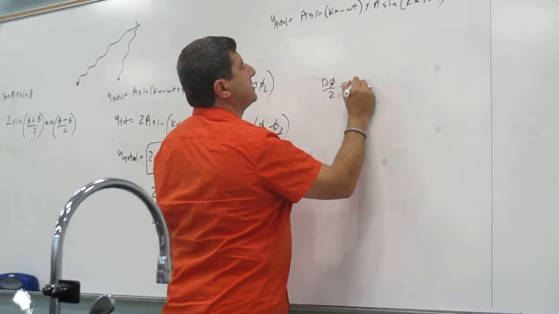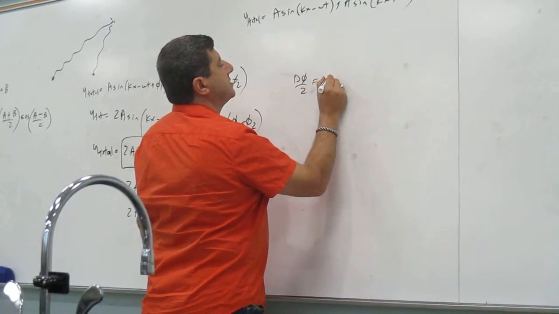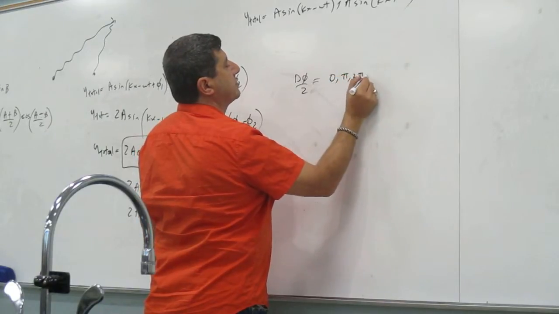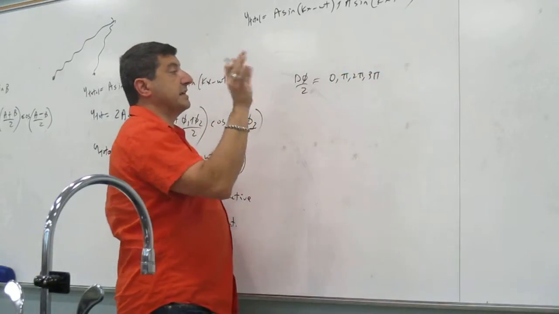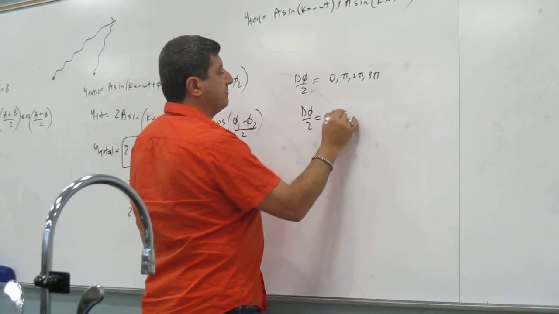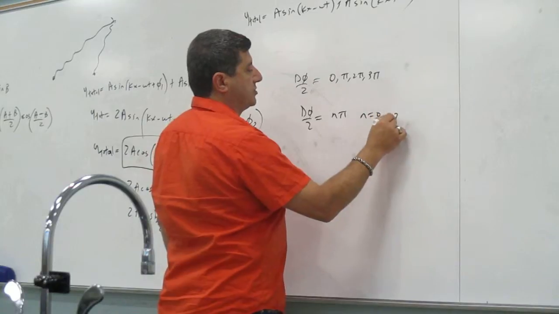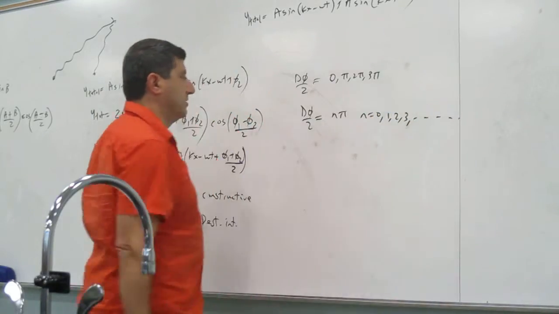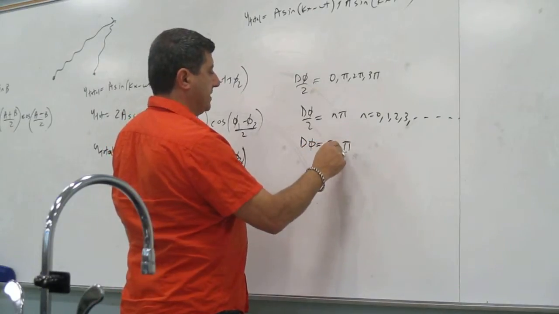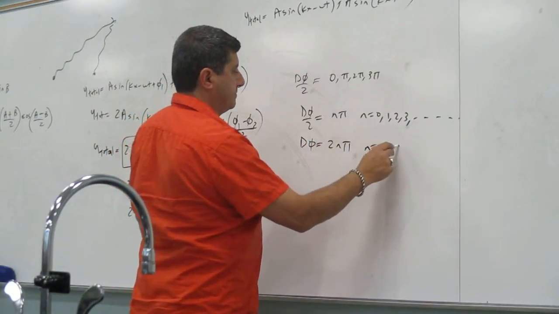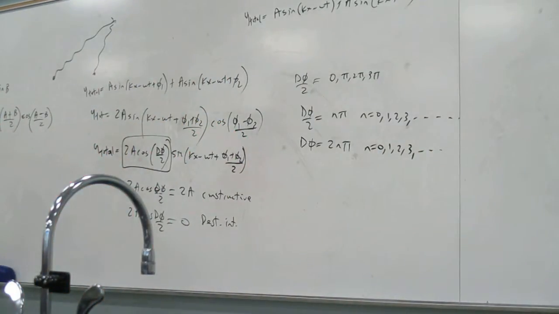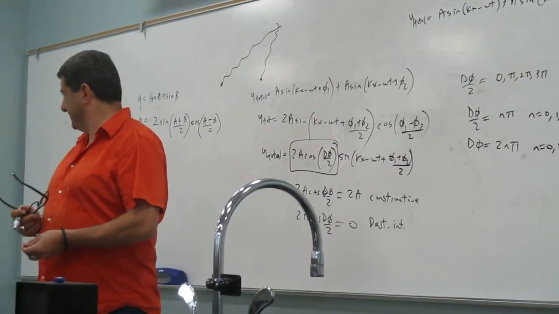So then you say this is going to be 0, pi, 2 pi, 3 pi. Then you give that some kind of generalization. We said the generalization is n pi, where n is 0, 1, 2, 3, and so on and so forth. So that means delta phi is 2n pi. That's the condition for the waves to behave.